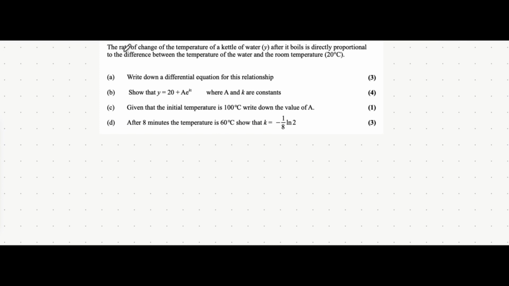Well, the rate of change of anything is how it changes with respect to time. And it tells you that the temperature of the kettle and the water is represented by y. So we can straight away form an expression dy by dt. This is what represents the rate of change of temperature in this question.